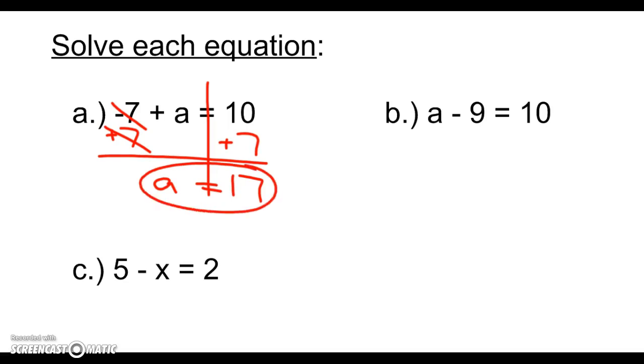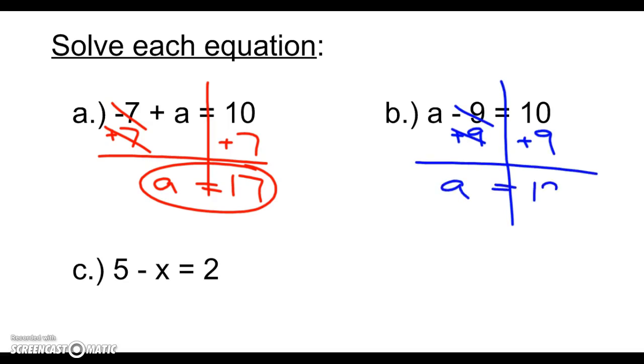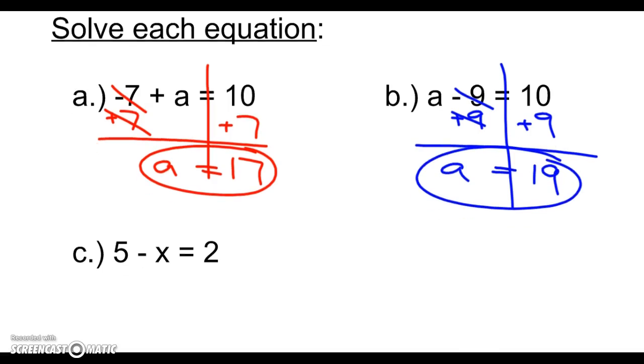Letter B. We are subtracting 9 from a, so I'm going to do the opposite. I'm going to add 9 to both sides. A equals 19. And lastly, this one's got a little bit of a trick to it.